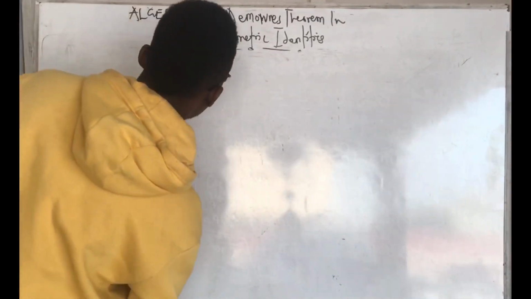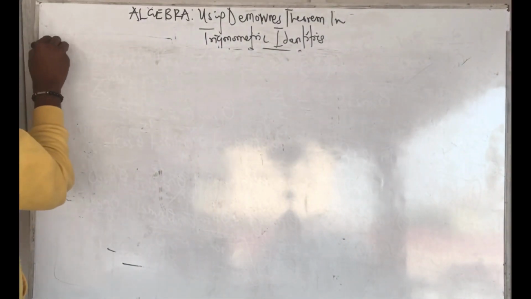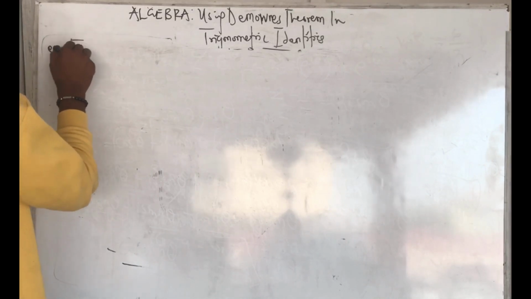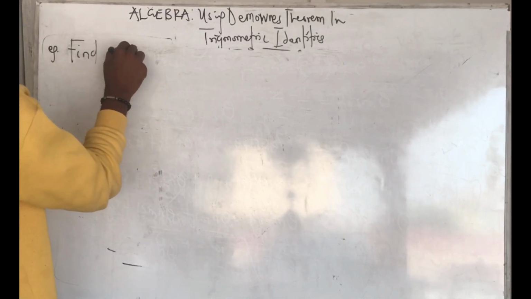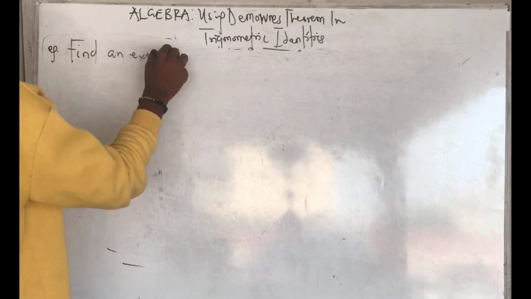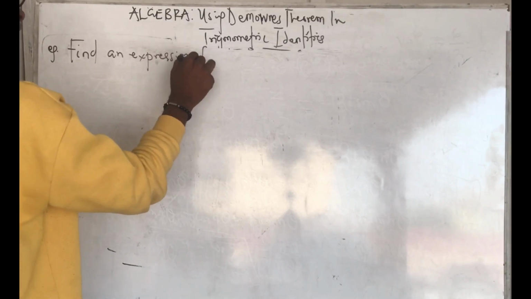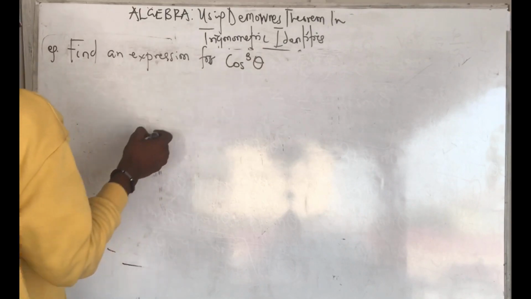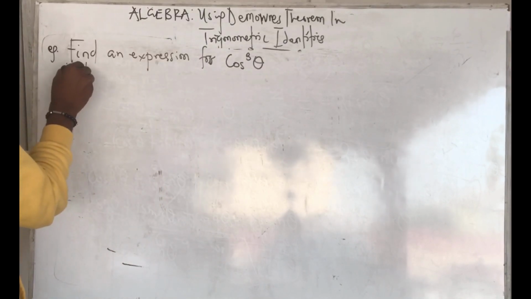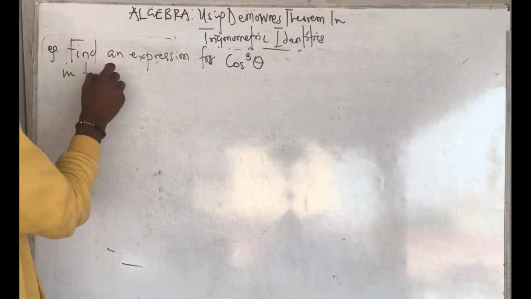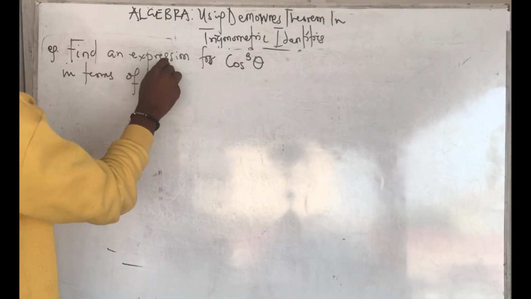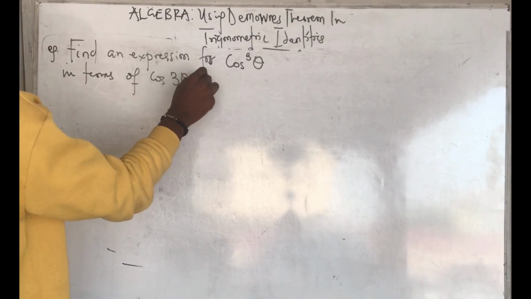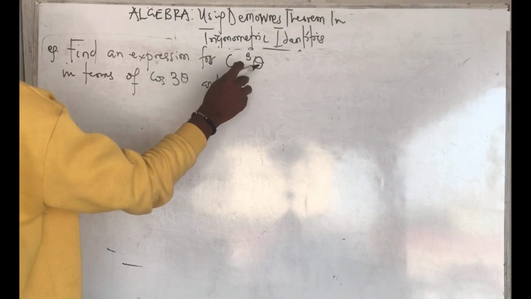Let's take an example here. All right, so the question says find an expression for cos cube theta. Find an expression for cos cube theta in terms of cos 3 theta and cos theta.